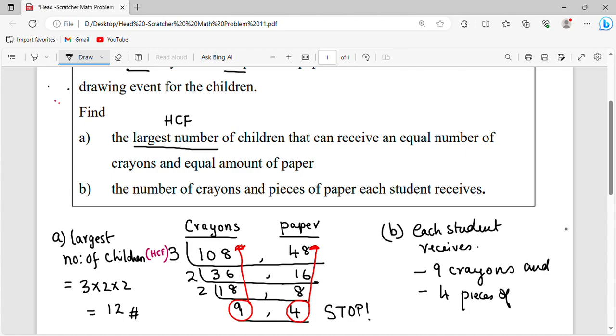Right? So if you are conducting such an event and you know this, you can easily calculate it. So this is the application of HCF.